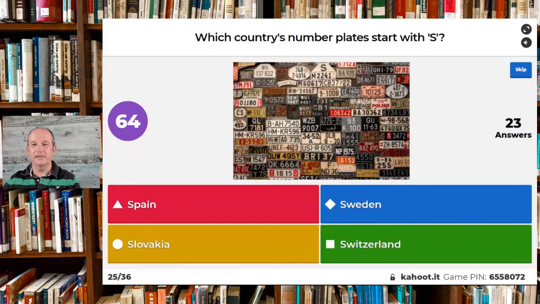Now, answers coming in thick and fast. Well done. I think you're going to need the full 90 seconds on this one. But which country's number plates start with S? Spain, Sweden, Slovakia, or Switzerland? More questions set before the Industrial Revolution. I don't think we can get that one, I'm afraid. Spain, Sweden, Slovakia, or Switzerland. Which one of those countries starts with the letter S?